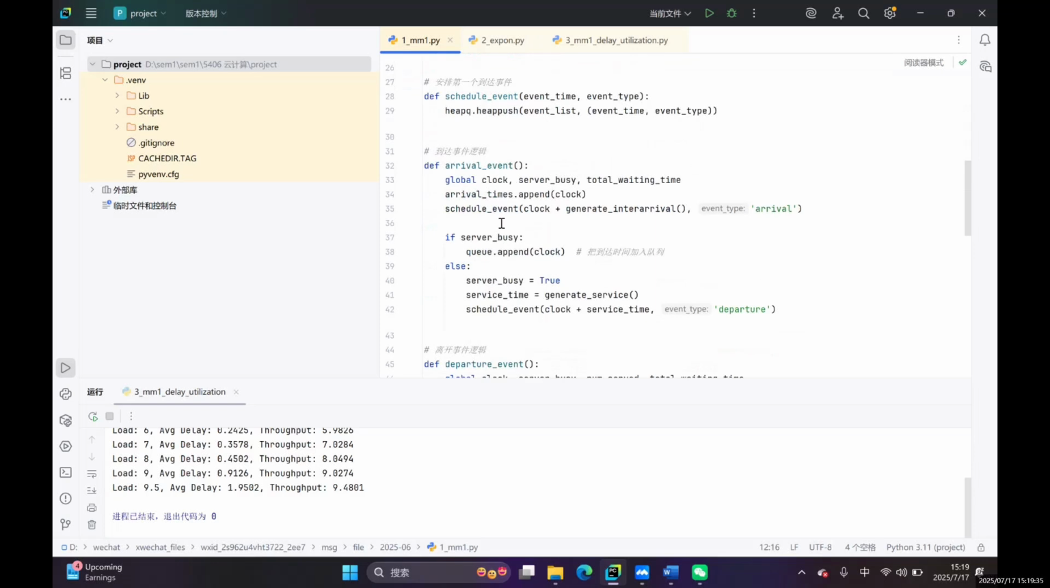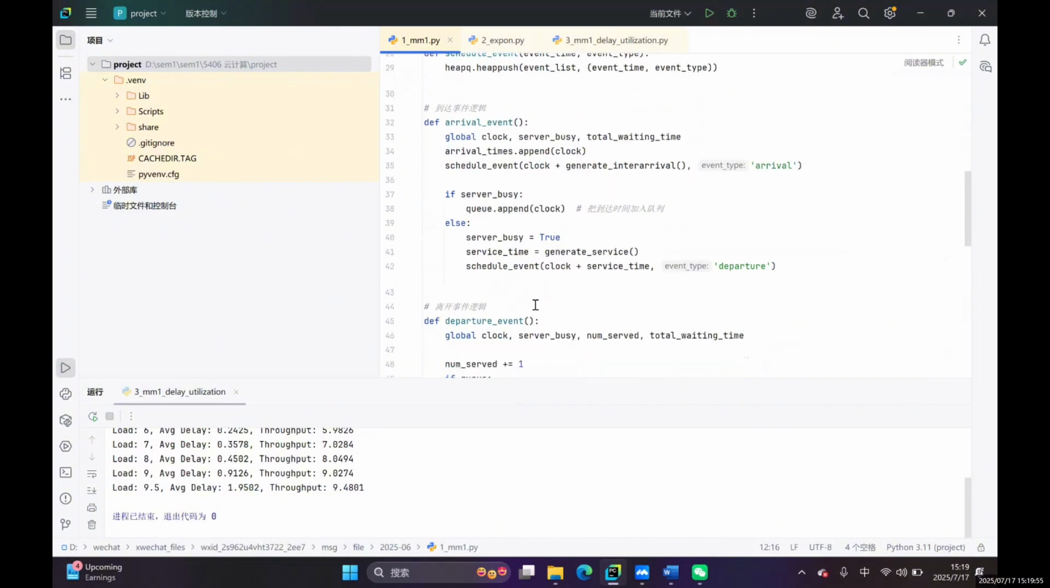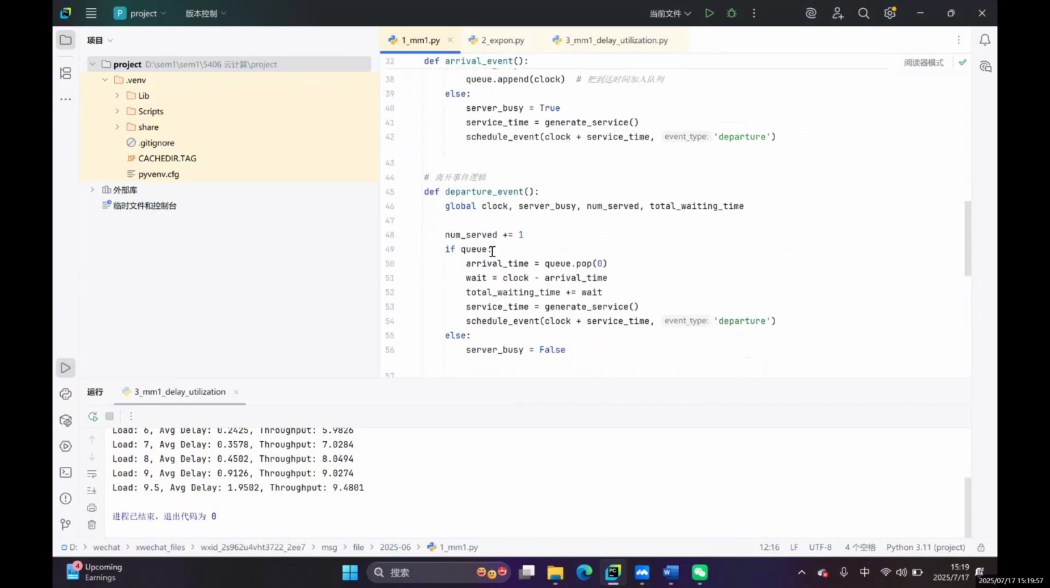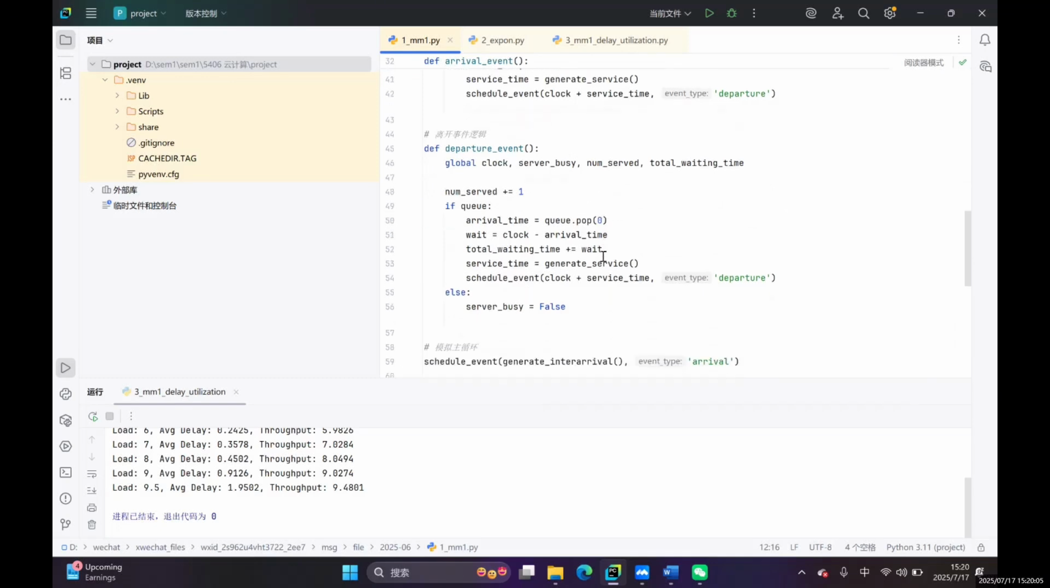Then comes the arrival event, which schedules the next arrival and either starts service immediately if the server is idle, or queues the customer if the server is busy. And then the departure event. This part handles a customer leaving the system. It either serves the next customer from the queue or makes the server idle if there is no one waiting.